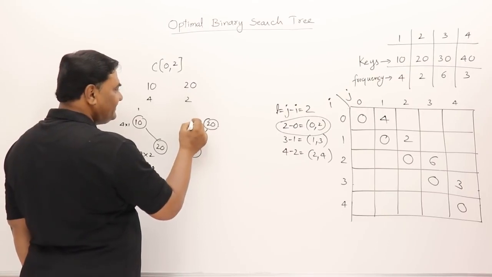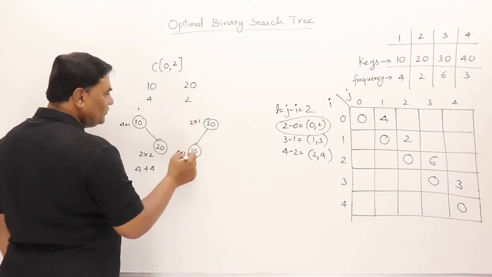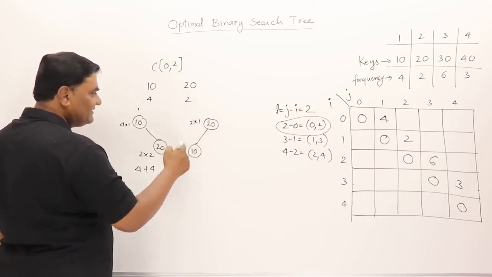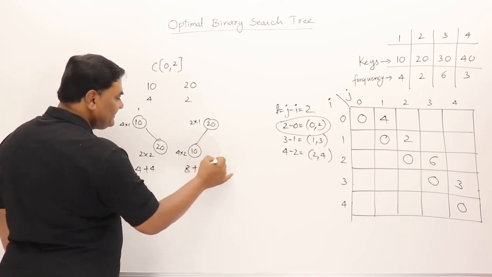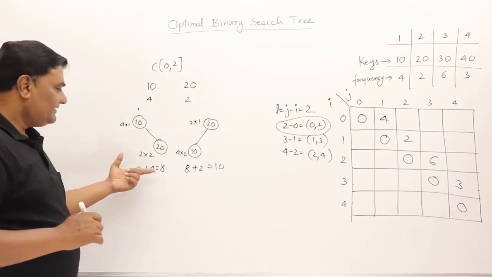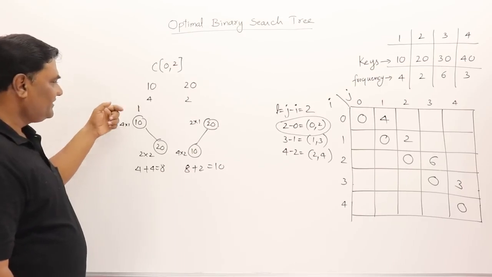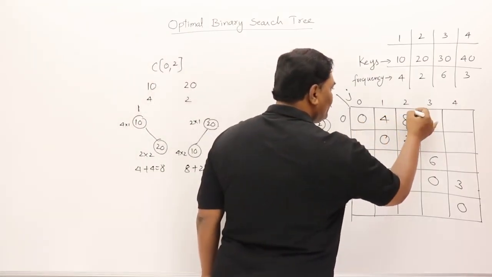And for the other, this is 2 into 1 and this is 4 into 2. So one comparison required for this and two comparisons required for this. So how much is this? 8 plus 2. So this is giving 10 and the other is giving 8. So which one is minimum? This one is minimum. Minimum cost is 8 and which key is forming the root? 1. So I will fill up this value 8 and the root is 1.